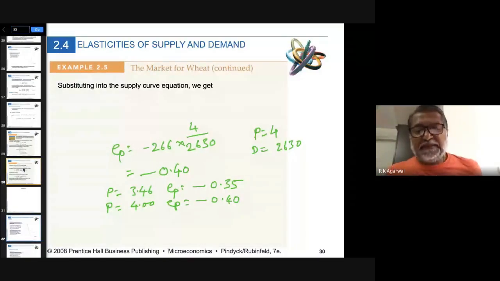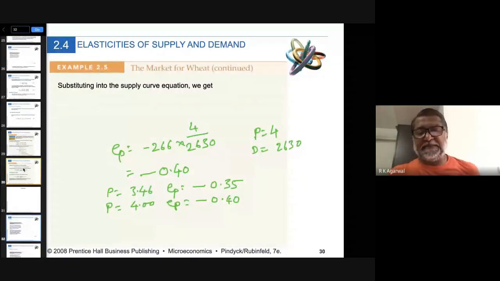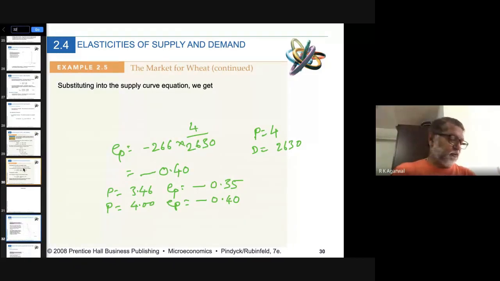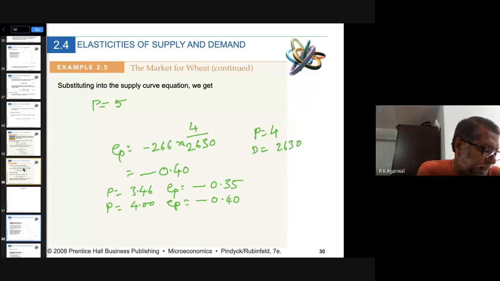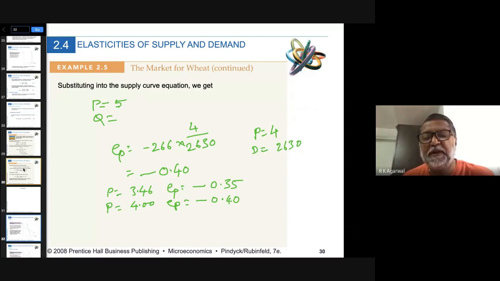And you will notice that at higher prices, the elasticity is higher. At lower prices, elasticities are lower. To take up one more example, let us say price is equal to $5. If price is $5, will elasticity increase even more or not? So if price is $5, what will be the quantity? Please calculate it and let us know.